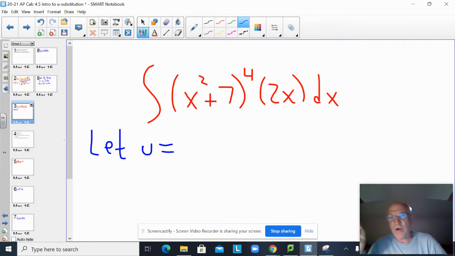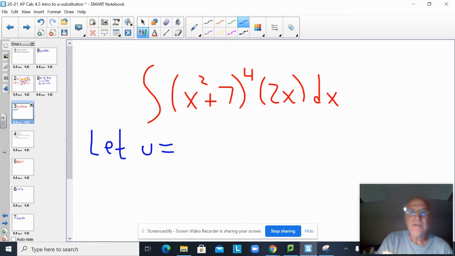Should I call u x squared plus 7? Should I call u 2x? Should I call u x squared plus 7 to the fourth? You've got options, and as these get more complicated, it might at first look like, I wonder what I should call u. But what I'm telling you is you want to pick a part of the function whose derivative is also there somewhere. And again, that won't always work, but at first it will.